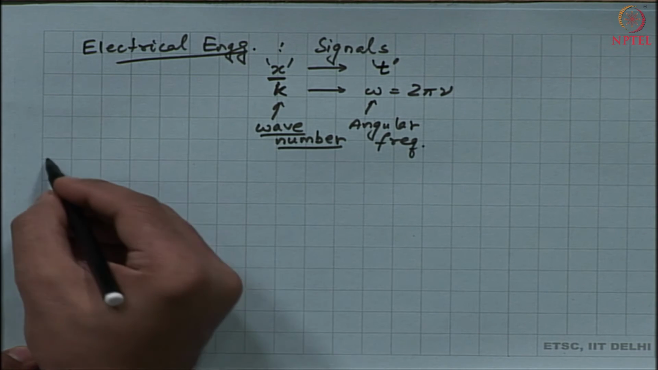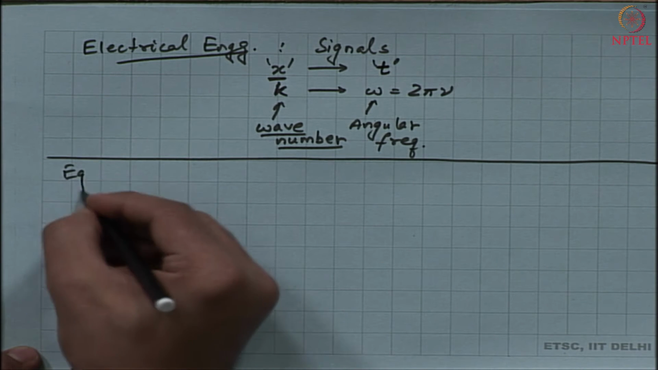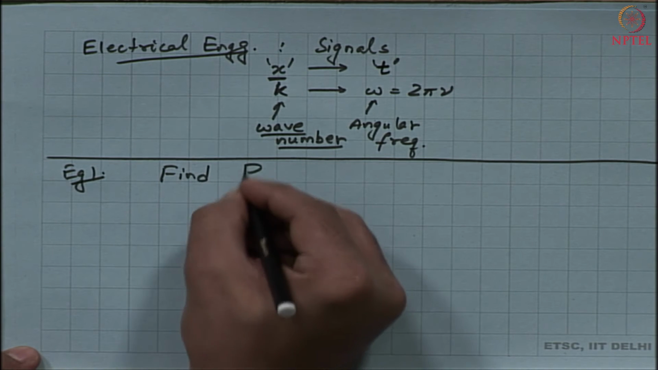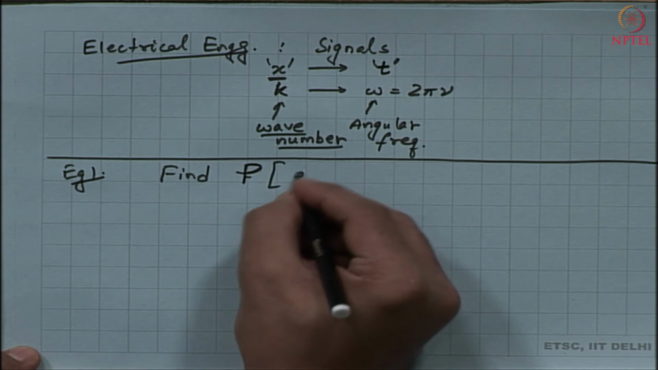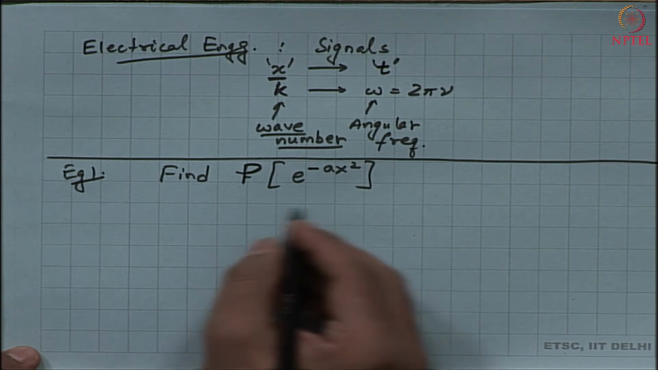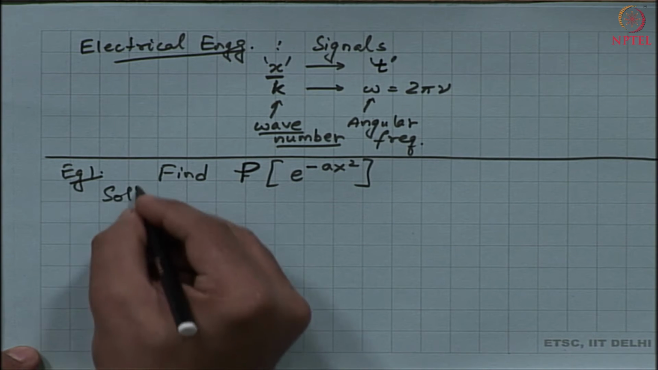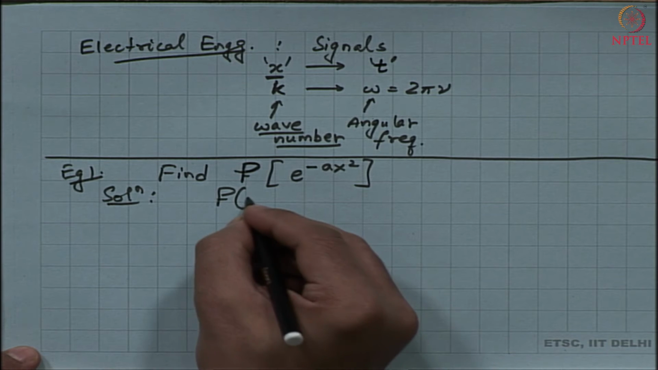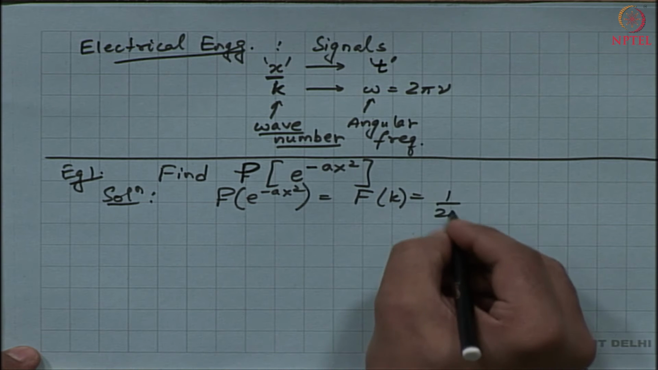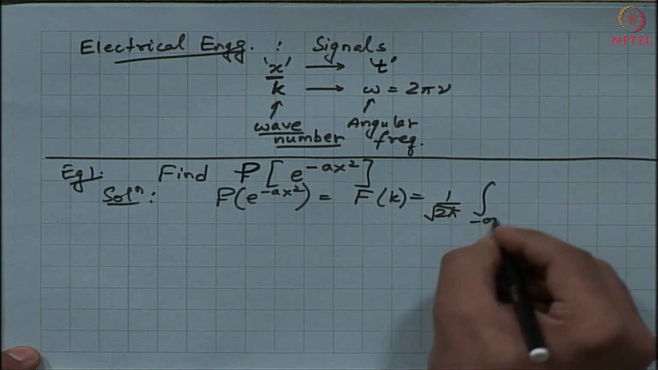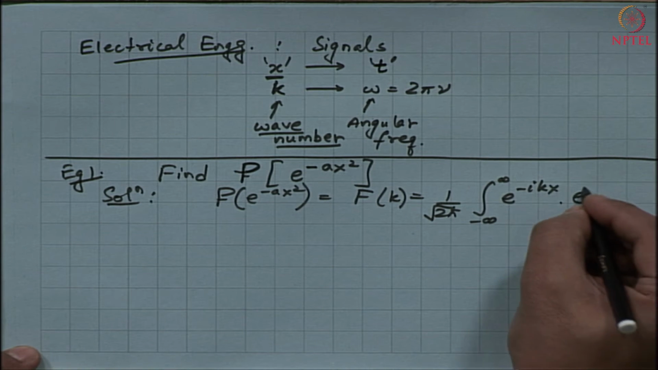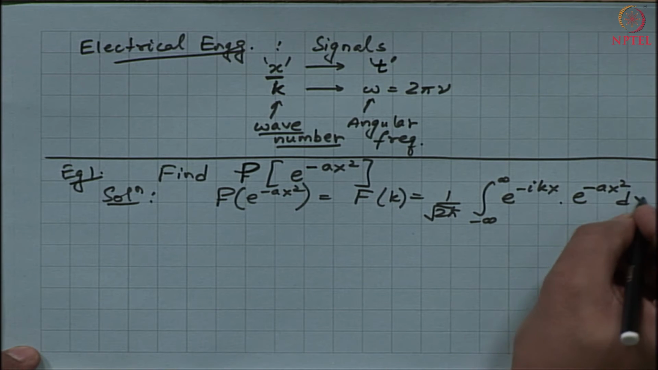So, let us move ahead. Here is one quick example to show you how Fourier transforms are used. The example asks: find the Fourier transform of e to the power negative a x square. It is a very straightforward application of the Fourier transform. We see that the Fourier transform of this, which I denote as f of k, is given by 1 by square root 2 pi, using the formula, integral from negative infinity to infinity e to the power negative i k x times e to the power negative a x square dx.